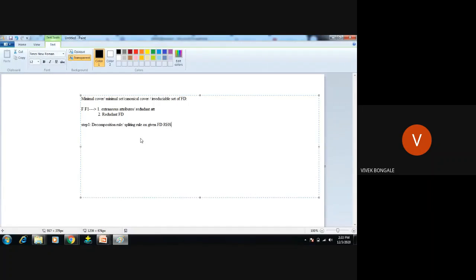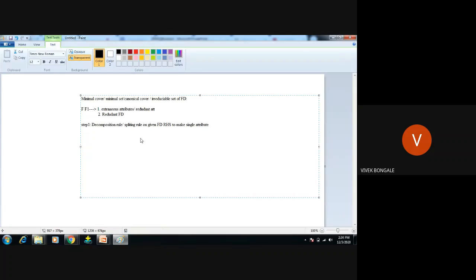I explained this in the inference rules. We can apply the decomposition rule on the functional dependency only on the right hand side part, not on the left hand side part, to make the right hand side a single attribute. This is the first step. I'll explain with an example.